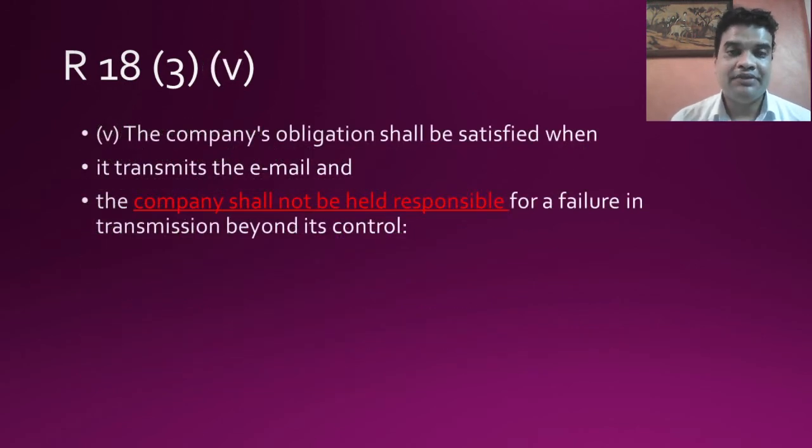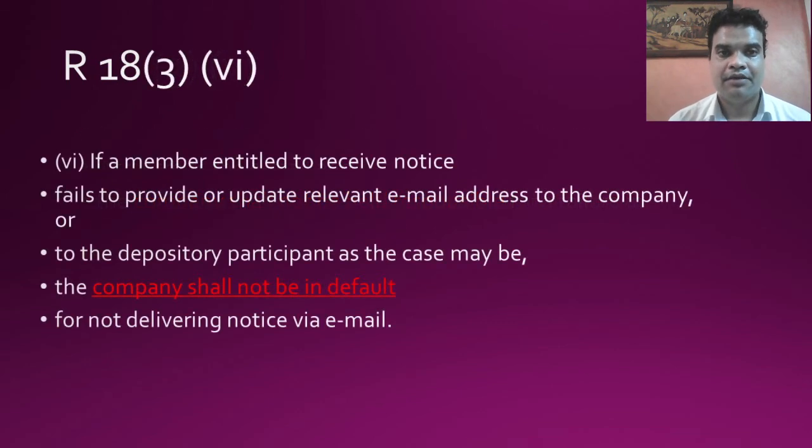Rule 18, Subrule 3.5 states that the company's obligation shall be satisfied when it transmits the email, and it shall not be held responsible for failure of transmission beyond its control. Rule 18, Subrule 3.6 states that if a member entitled to receive notice fails to provide or update his email address, then the company will not be in default for not delivering the message via email.